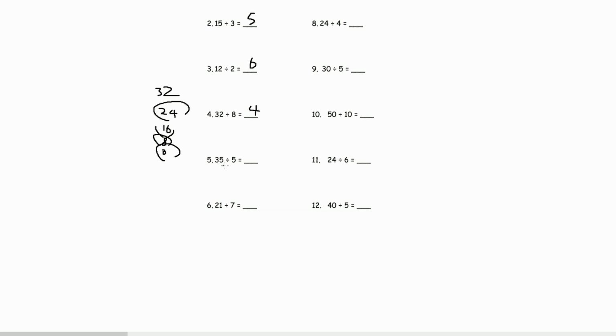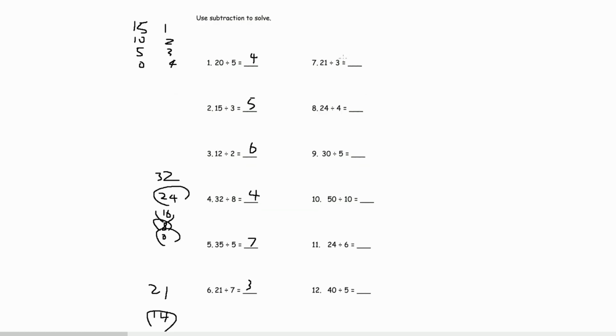Okay, from 35, if we subtract 5 7 times, we're gonna get to 0. And from 21, subtract 7 once, and then we go 14. If you subtract it again, we get 7. Subtract it one more time, we get 0. So that was once, twice, and 3 times. Number 7, we have to subtract 7 times, and number 8, that is 6 times, and number 9, that is also 6.